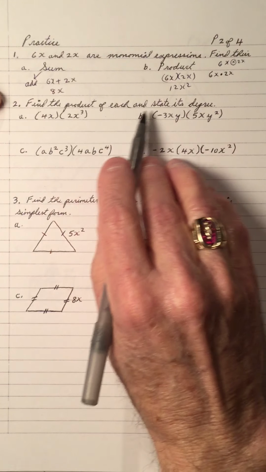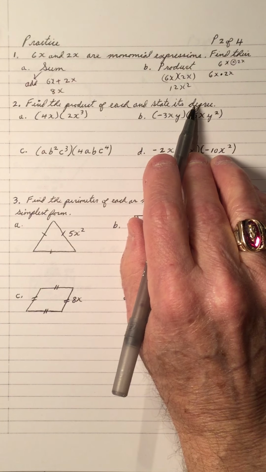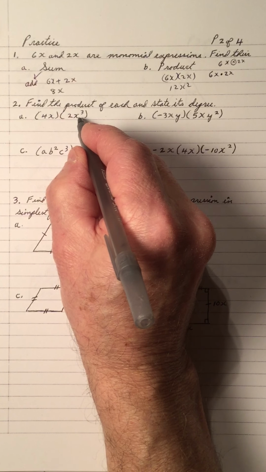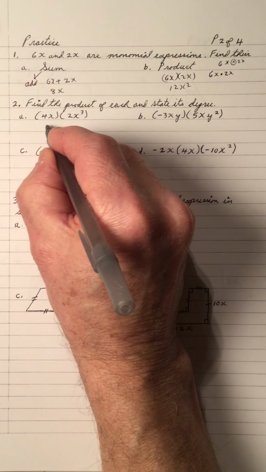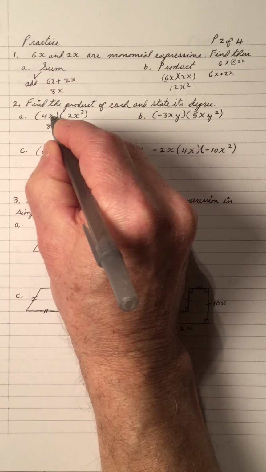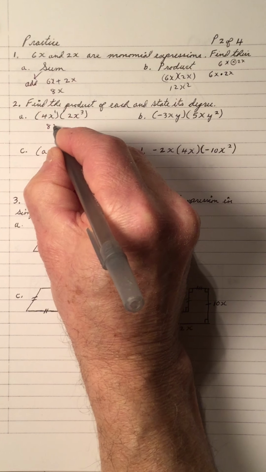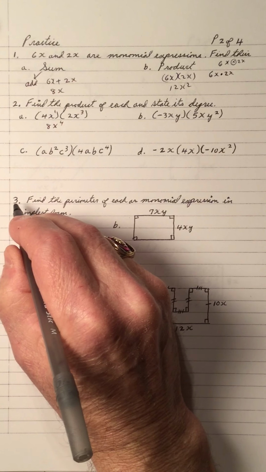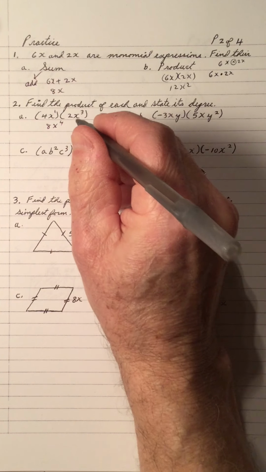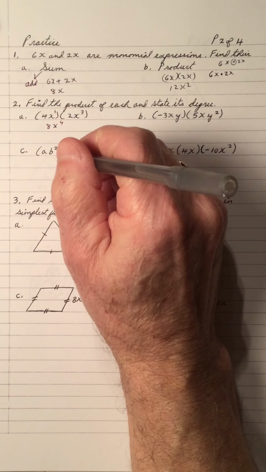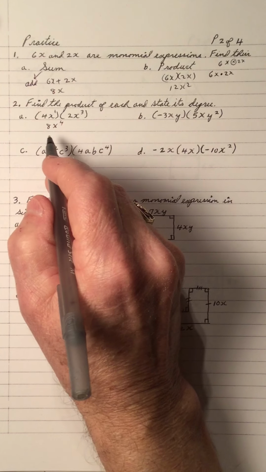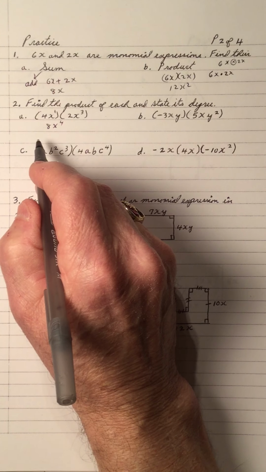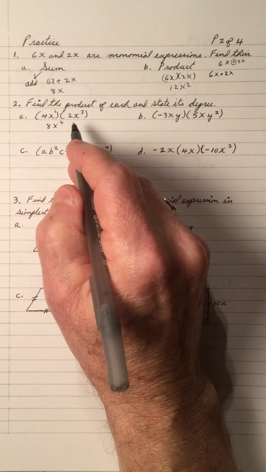Number 2, find the product of each and state its degree. Let's find the product here. We've got monomials. So 4 times 2 is 8, and that's an x to the 1 times x cubed, you add to get a 4. And its degree: the degree of a monomial is the highest degree. You've got to add up your exponents.